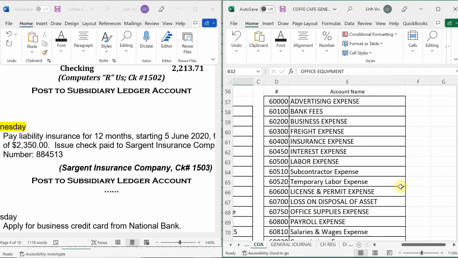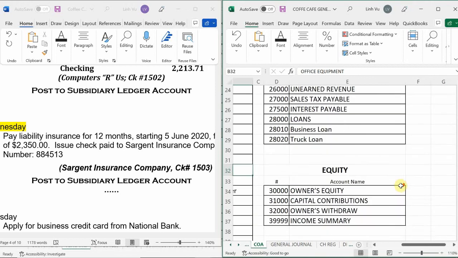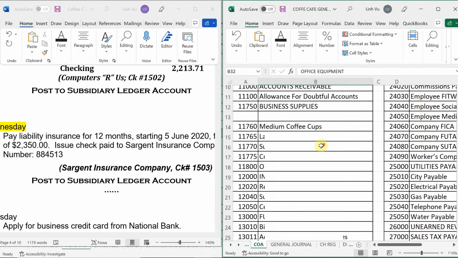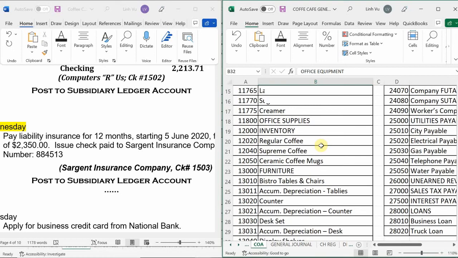Okay, what happens to the rest of the months' insurance? Then it's going to be prepaid. It would be a prepaid, right? Because we paid for the whole year. So in this case, it would be a prepaid. Good. And how did we pay it? With a check. Okay. All right.